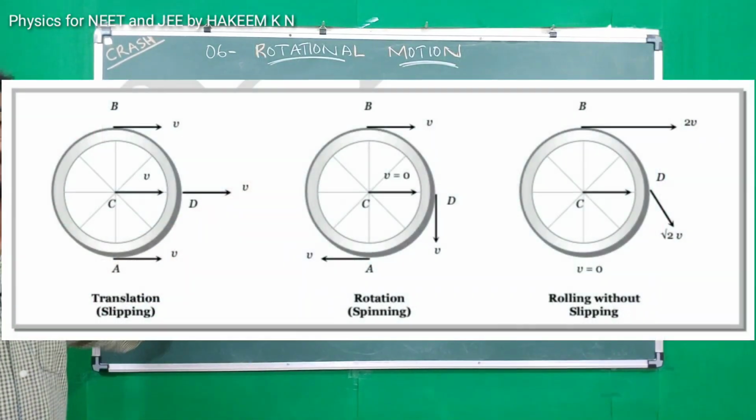You can observe the third wheel. When the body just begins to roll, velocity at the bottommost point is 0 and velocity at the topmost point B is 2v, and velocity of C, the center of mass, is v. And velocity of the point D is root 2 v.